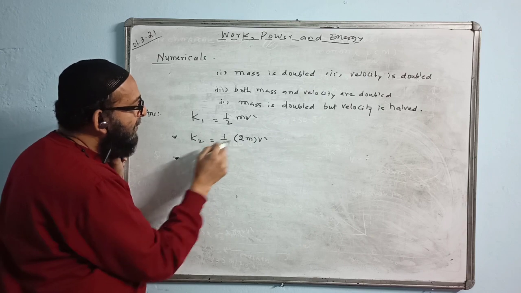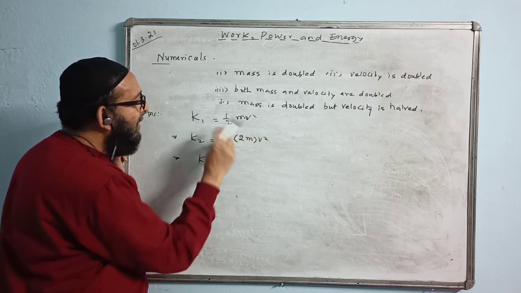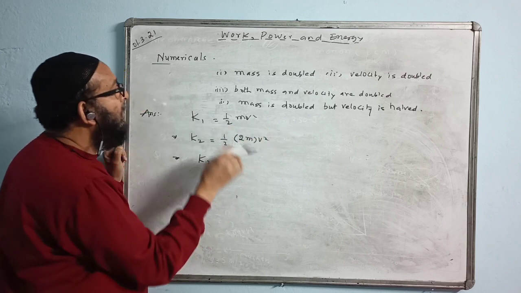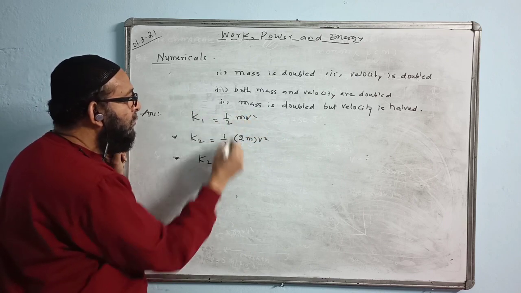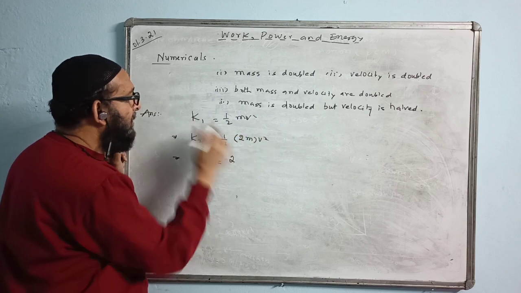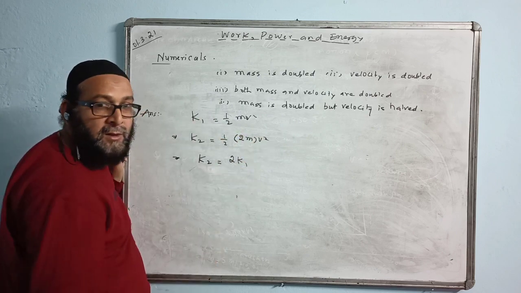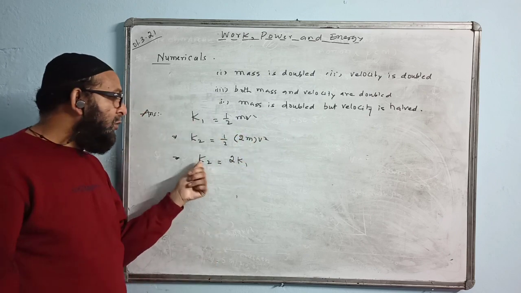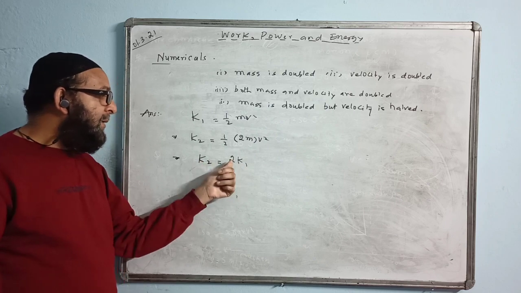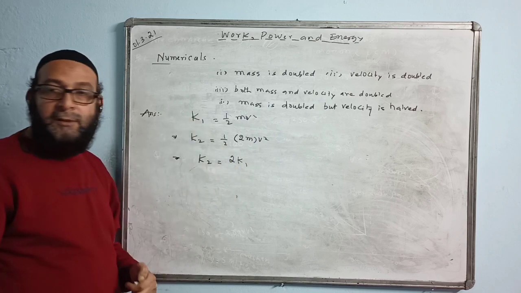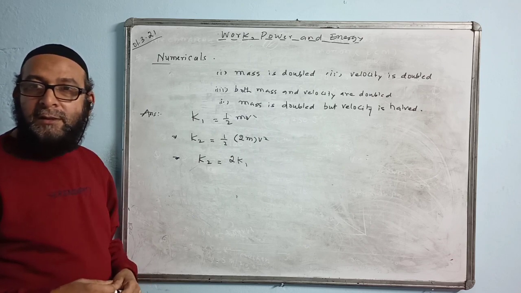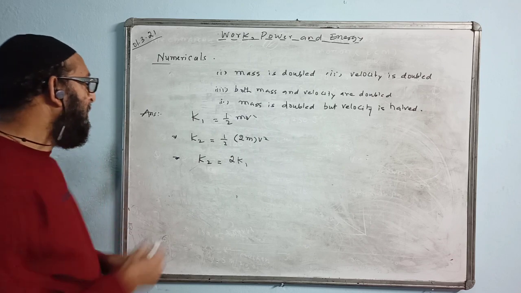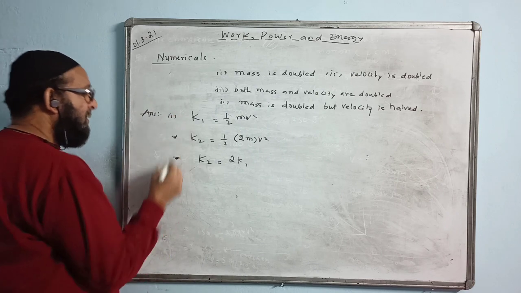Don't cancel. Take half mv squared together, as a whole. Half mv square is the value of K1. This 2 will remain as it is. 2 and half mv square become K1. So we write that your K2, the new kinetic energy, will get doubled. It will be 2 times the initial kinetic energy. Hence the kinetic energy is doubled. We write that answer. This is for the first case.